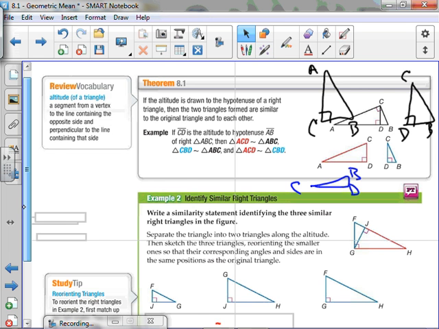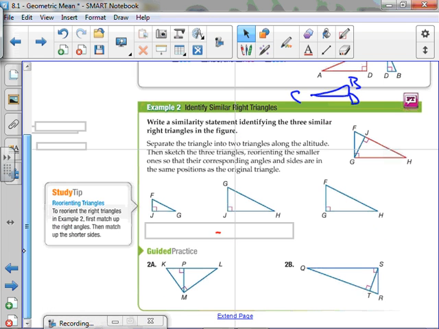So, we're going to write a similarity statement for the three right triangles in the figure. They're all similar to each other. We have F, J, H, and G. We want to separate them, reorder them, and then write what's similar to what. Okay? So the first thing we do, we're going to start with FGH, which was our really big triangle.